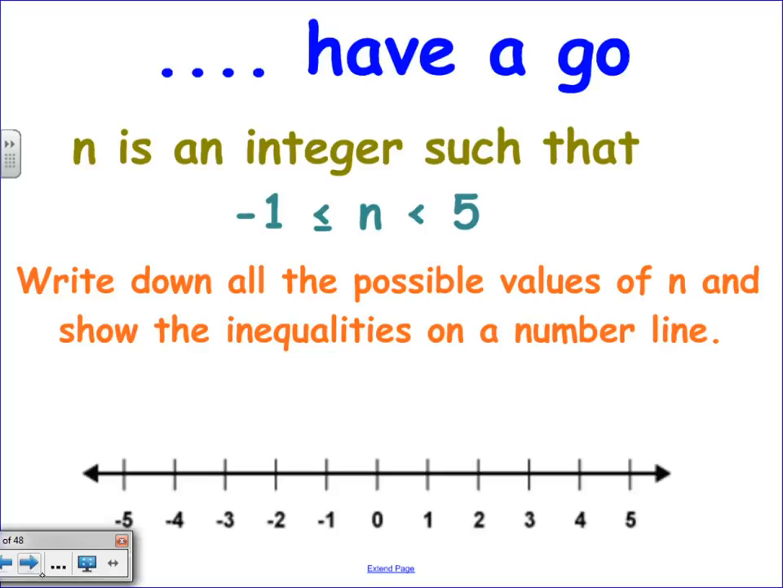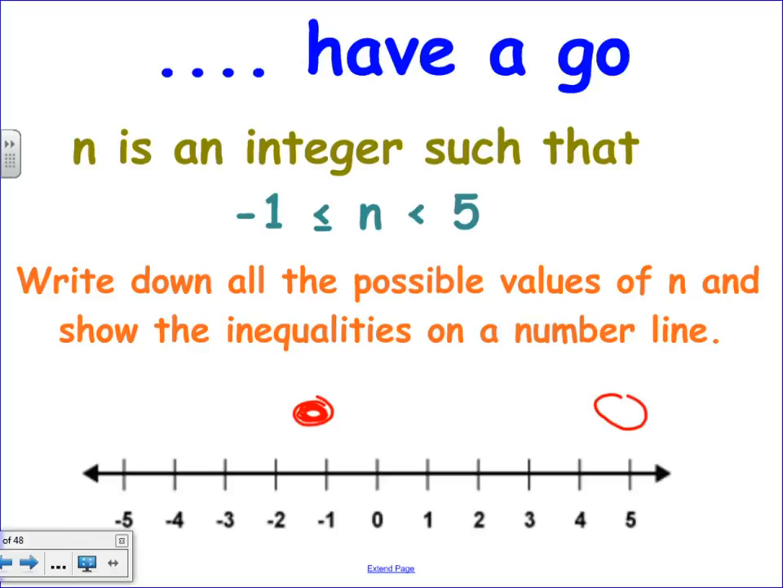Okay, have a go at that one then. So n is an integer such that n is greater than or equal to -1 and n is less than 5. So, like I said, nice and straightforward. They're giving you the numbers. Good, Ali. So -1 we put a circle and we colour it in because it can be that value.